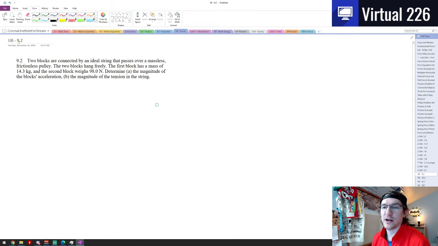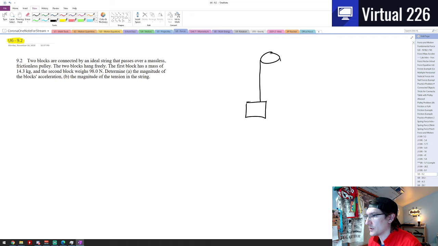Okay, we're in Unit 6, looking at practice problems. This is number 9.2. And in 9.2, we're looking at scenarios where we have ideal masses on ideal pulleys, and they're actually like an Atwood system. So what we have here is a pulley up top, and then coming down from the pulley on each side is one mass, so we've got two masses here, okay?